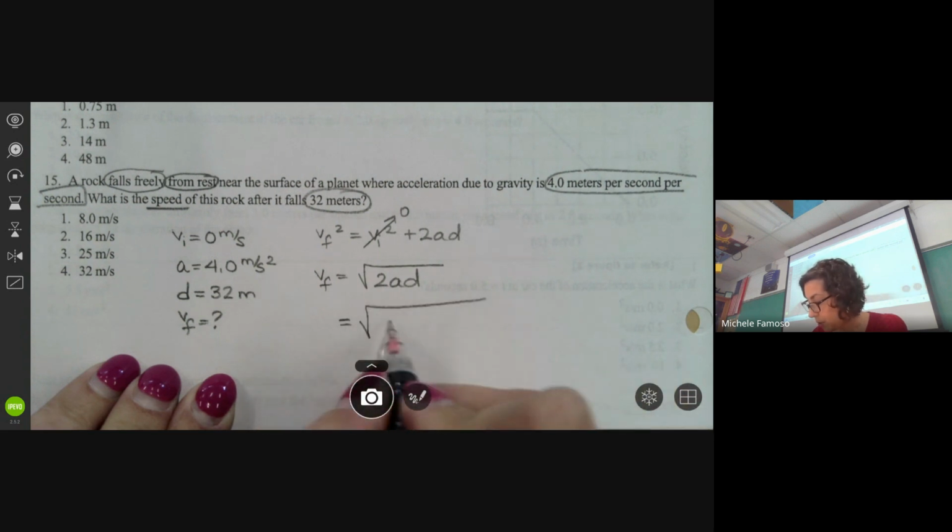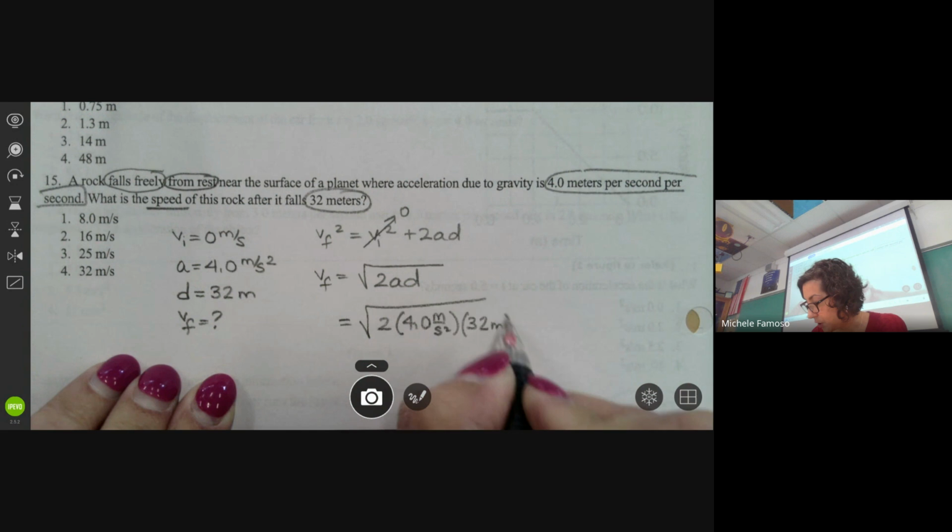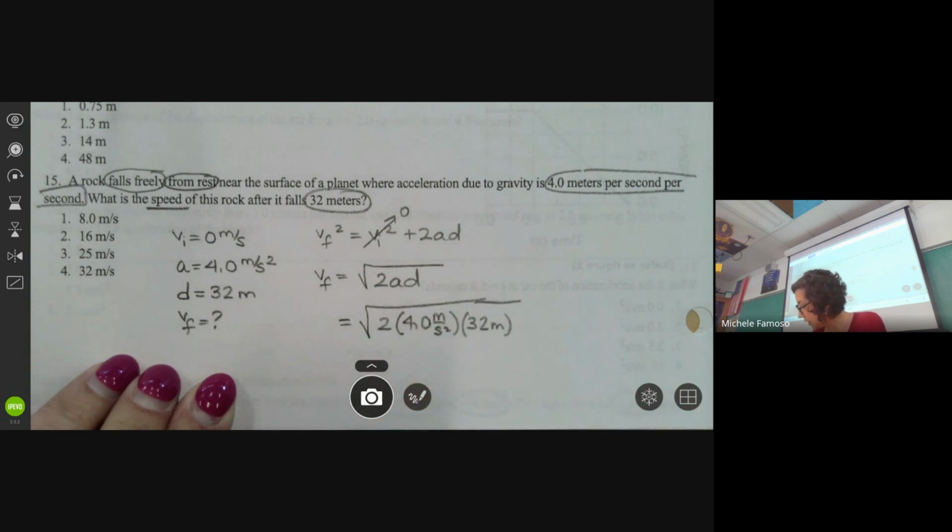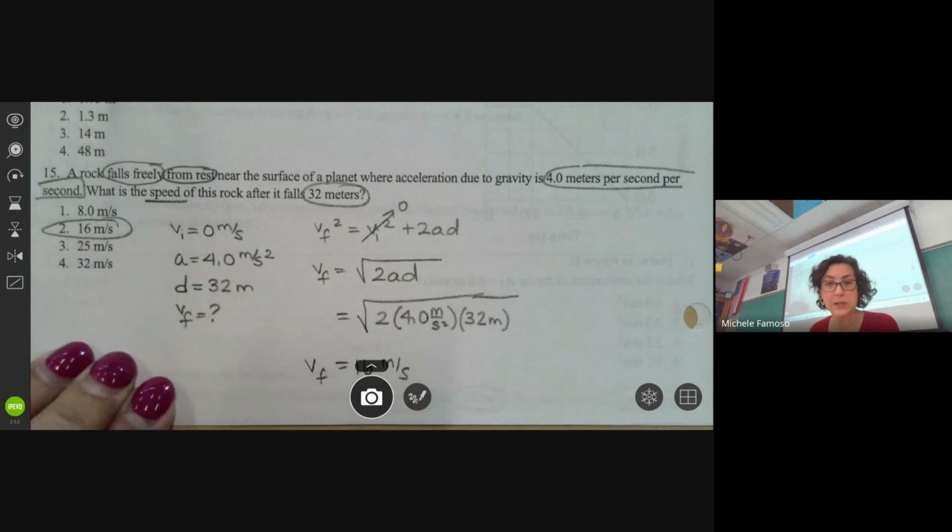So we're going to do the square root of 2 times 4.0 meters per second squared times 32 meters. So we work that out on the calculator. That's the square root of 2 times 4 times 32. And that gives you a final speed of 16 meters per second, choice number 2.